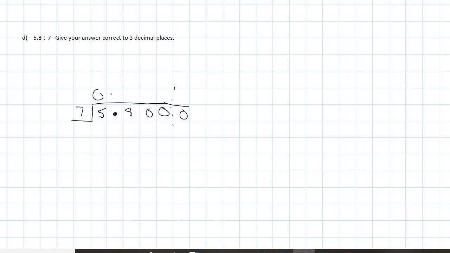How many 7s go into 5? None, with 5 left over. How many 7s in 58? That's 8 with 2 left over. How many 7s go into 20? Well, that's 2 with 6 left over. How many 7s go into 60? That's again 8 with 4 left over. How many 7s go into 40? That is 5, and then I would have 3 left over, but I'm not even going to bother doing that because I've got to where I can round it to 3 decimal places.